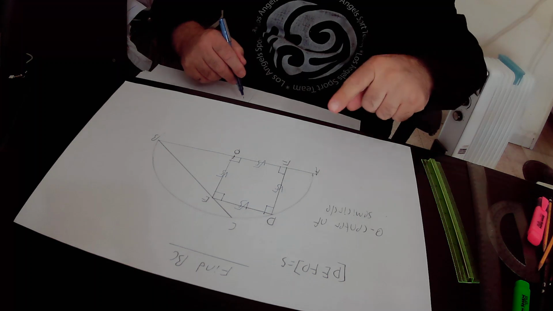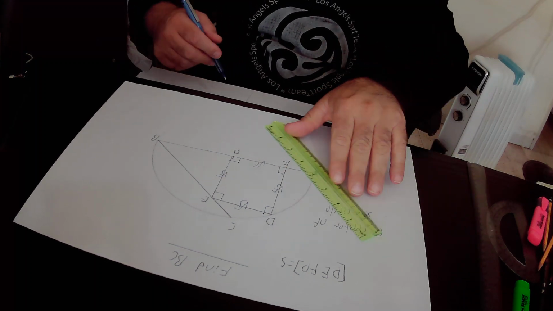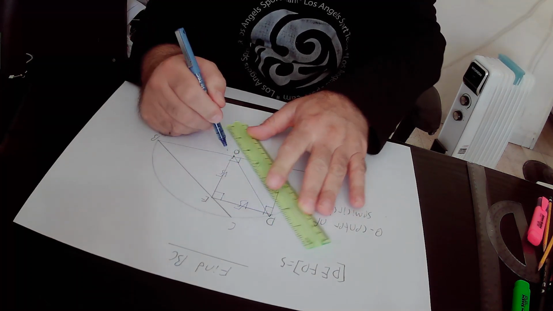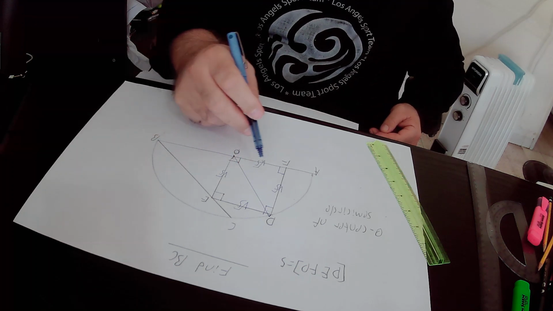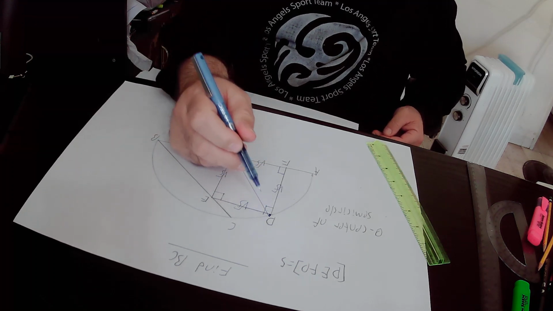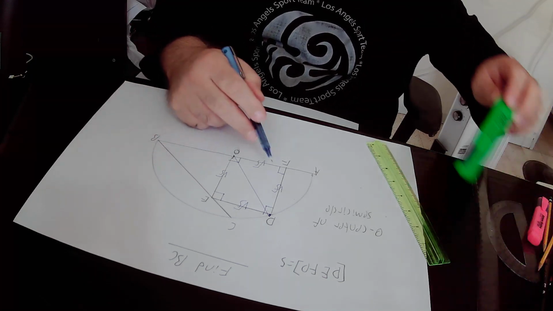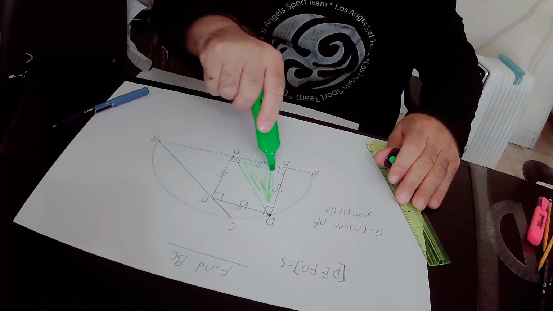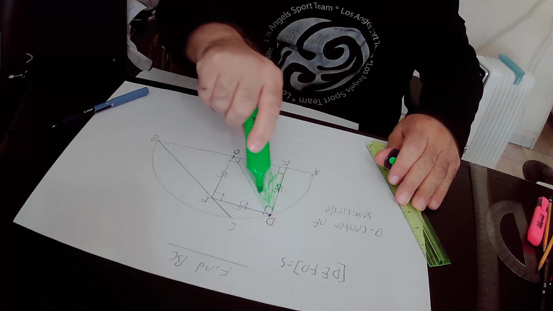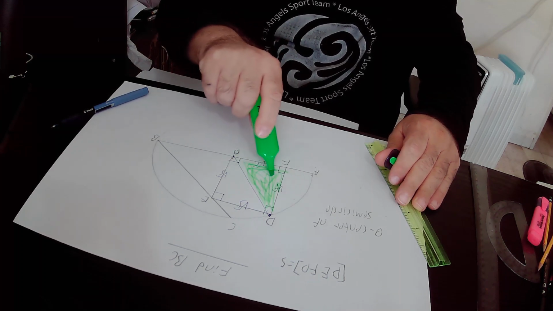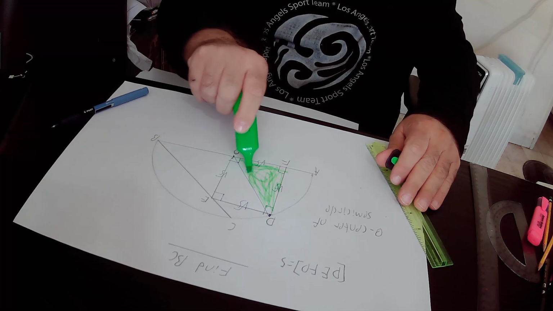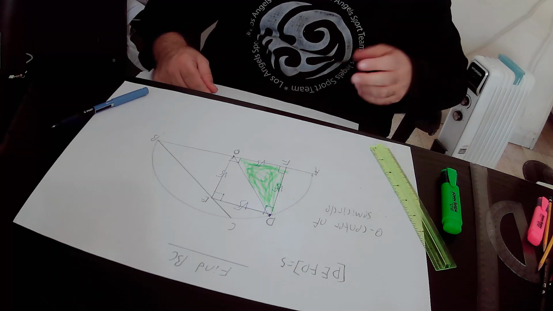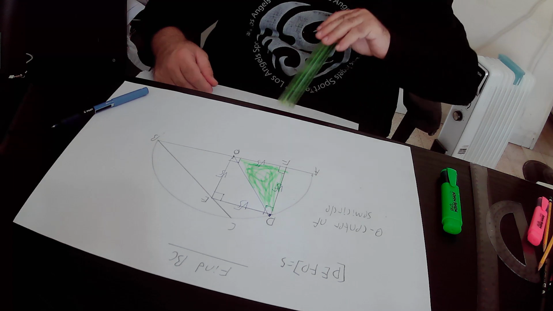In the next step, we'll join points D and O together by a straight line. By joining points D and O together, we actually created here a right triangle DFO. The green triangle DFO is a right triangle. So I'll copy the green right triangle DFO in a new page and we'll implement the Pythagoras theorem on this green right triangle.